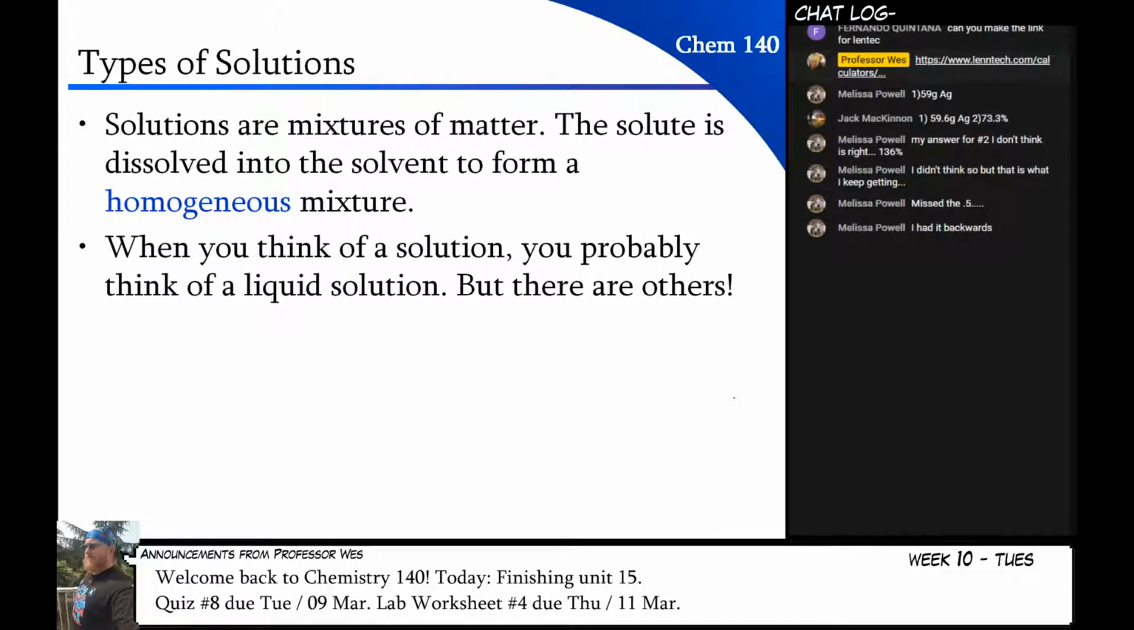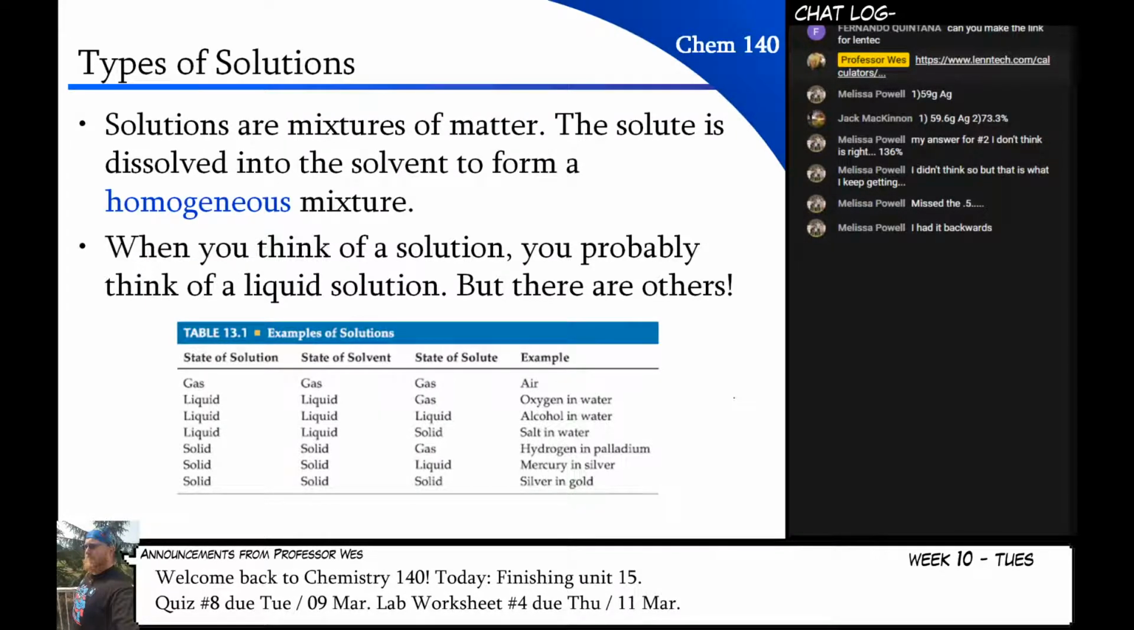Now, it's easy to think, oh okay, if I'm making a solution, I must be using water or some other liquid as my solvent. But it turns out that everything can be a solution in any combination of phases you want. For example, if you take a deep breath, air is a solution. The solute in air is oxygen or water vapor or carbon dioxide or whatever, and the solvent is nitrogen. Nitrogen is the most common substance in the air.